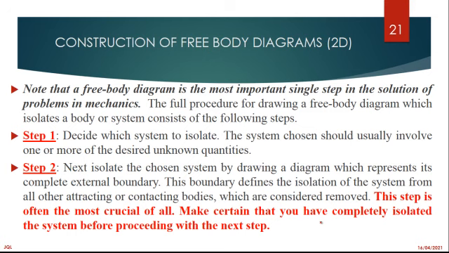Next, isolate the chosen system by drawing a diagram which represents its complete external boundaries. Forget about the internal members. We are only looking at the external boundaries. This boundary defines the isolation of the system from all other attracting or contacting bodies, which are considered removed. This step is often the most crucial of all. Make certain that you have completely isolated the system before proceeding with the next step.